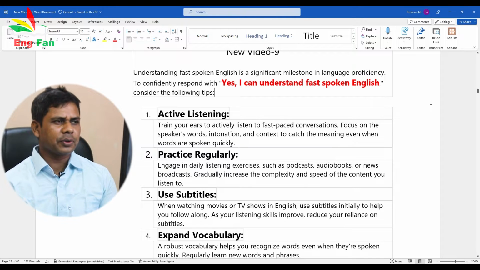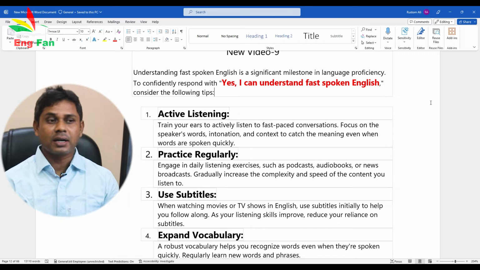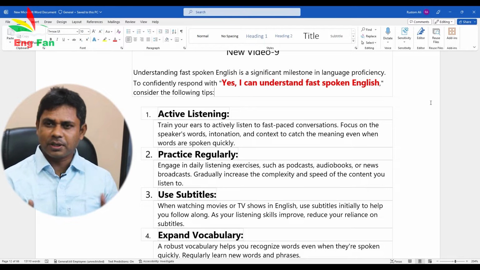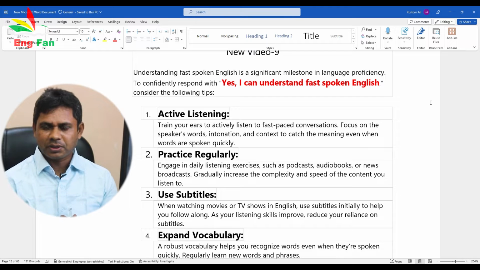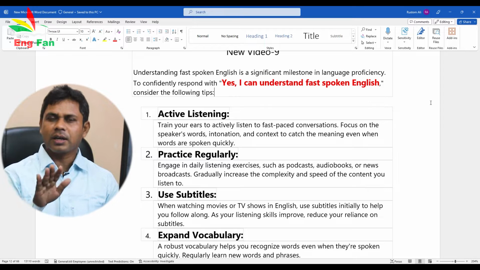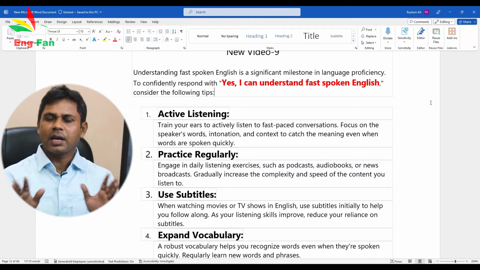To confidently respond to it, yes, I can understand fast spoken English. Suppose you have the ability to understand fast spoken English also. How will it be possible? In light of the cases, it is found that you have the ability, you have the capacity, and you have to work hard to capture this system.